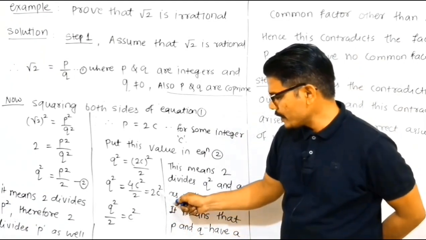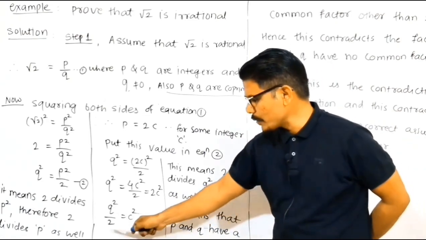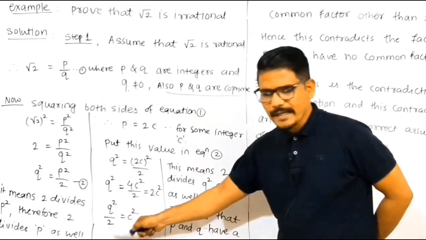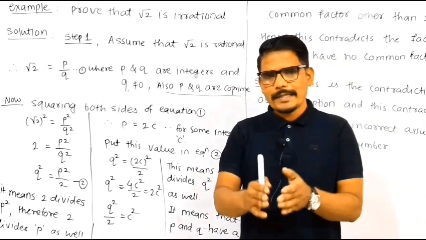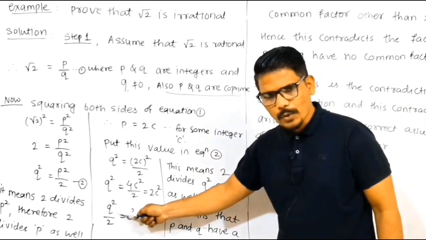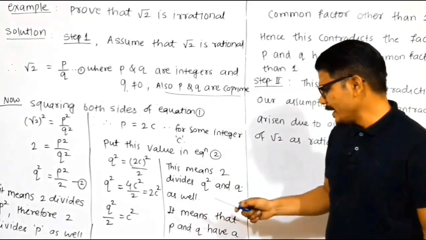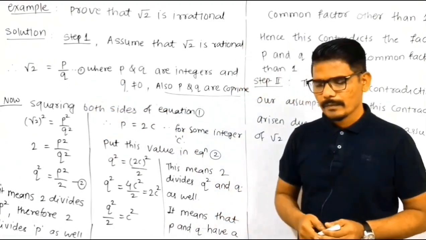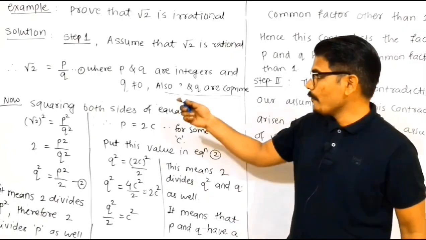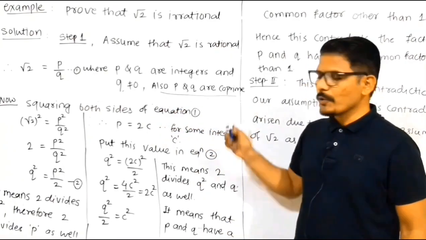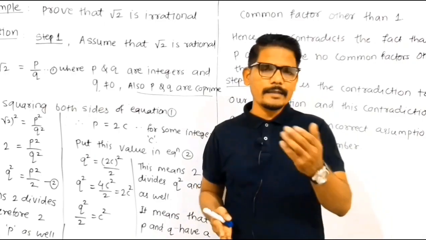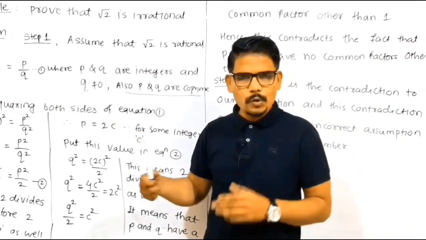And now, when we shift 2 to the left side, it will give us q square upon 2 is equal to c square. It means that q square is getting divided by 2. And if q square is getting divided by 2, it means q is also getting divided by 2. It means that p and q, both the integers, are getting divided by 2. But this is a contradiction. Why? Because we have assumed that p and q are coprime. But now we have found that p and q are divisible by 2 other than 1. So p and q are not coprime.